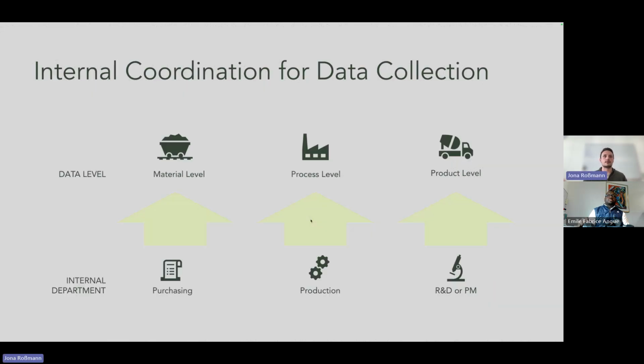Then this is, again, a little bit of a more simple overview. The purchasing, the procurement department, is most often owning the material level, the production, the process level, and the R&D or PM department, the product level.